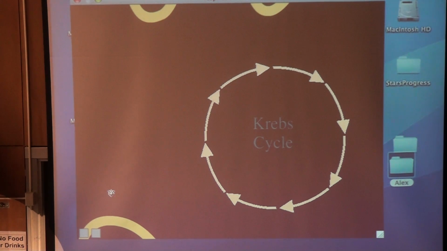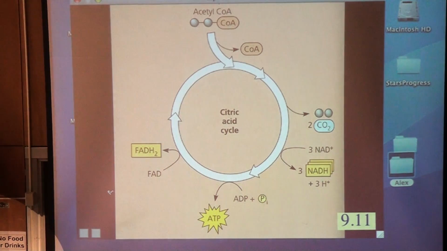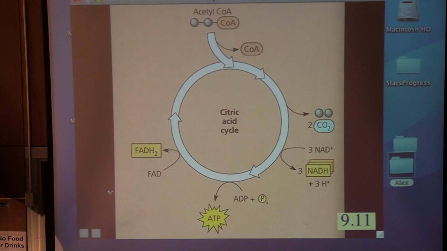Good so far? Okay, let's see. Let's at least begin to talk about the electron transport system. Oh yeah, there's a figure from your book summarizing some of the parts of the Krebs cycle.